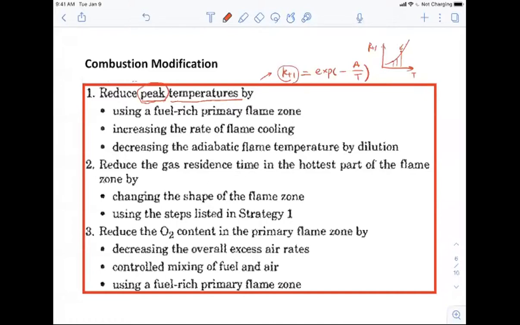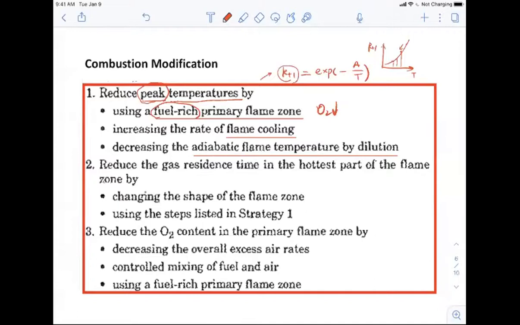So in order to reduce the peak temperature, what we could do is use a fuel-rich primary flame zone. What that means is that we can provide less oxygen, so more fuel, and burn it at fuel-rich conditions. So basically reduce the oxygen. If you reduce the oxygen concentration, you're going to have a lower temperature, right? And you could increase the flame cooling by adding more dilution air. And also, as I mentioned in the third one, you could decrease adiabatic flame temperature by dilution.